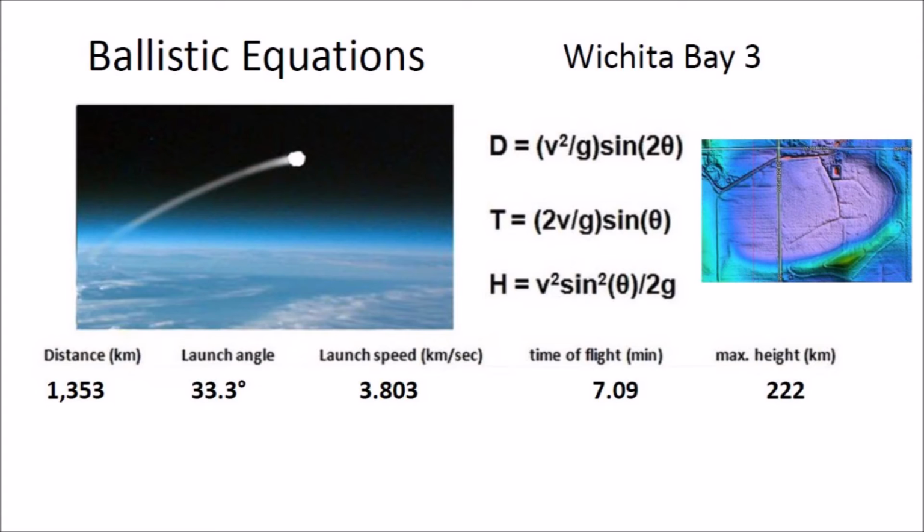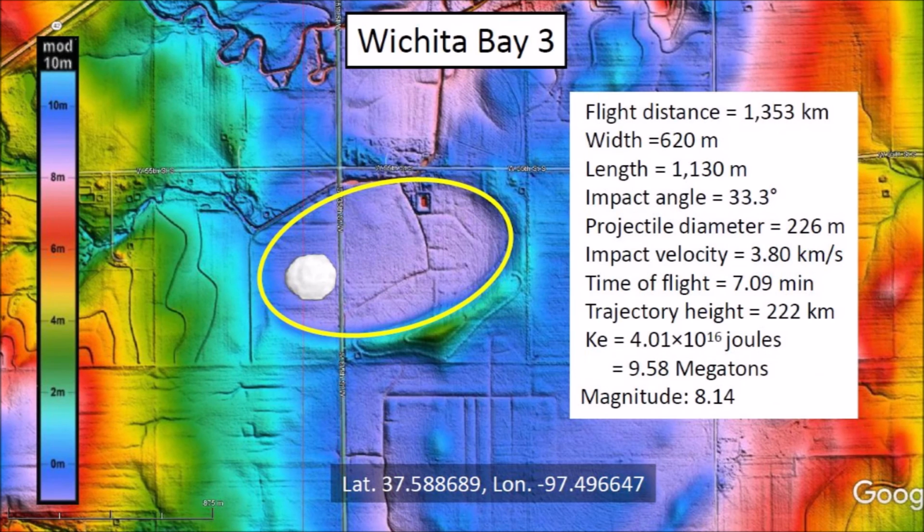It had a flight time of 7.09 minutes and reached a height of 222 kilometers above the surface of the Earth. The trajectory was a suborbital spaceflight in the vacuum of space. The kinetic energy of the impact that made Wichita Bay Number 3 was equivalent to 9.58 megatons of TNT, which would have caused seismic vibrations of magnitude 8.14.